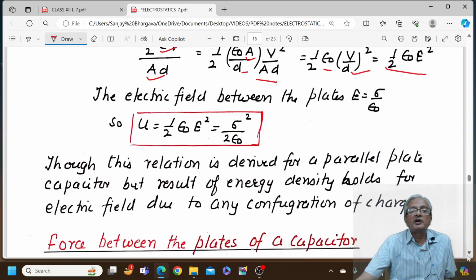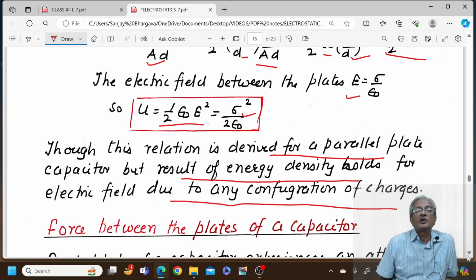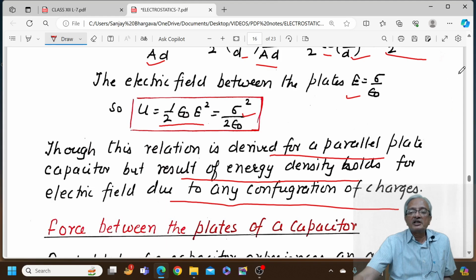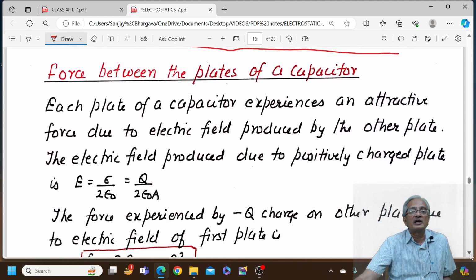The electric field between the plates is given by sigma upon epsilon 0. So energy density can be represented as half epsilon 0 E square or sigma square upon 2 epsilon 0. Though this relation is derived for a parallel plate capacitor, the result of energy density holds for electric field due to any configuration of charges. So relation for energy density is either half epsilon 0 E square or sigma square upon 2 epsilon 0.